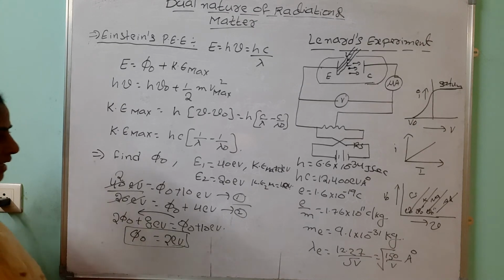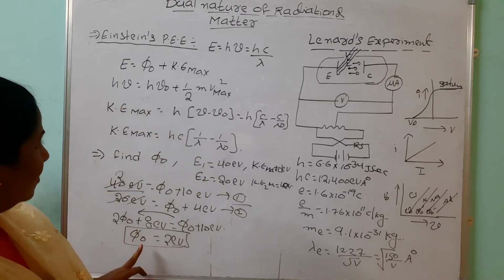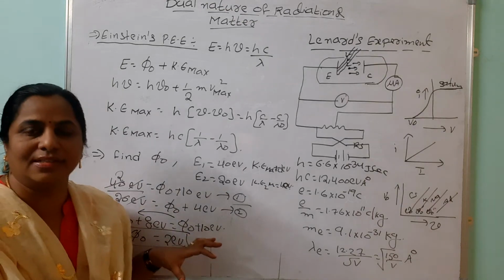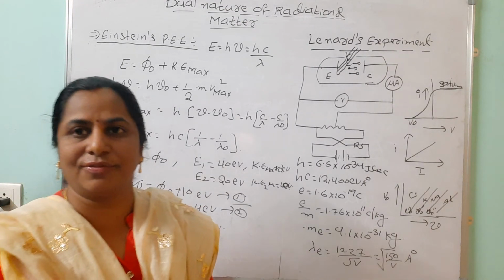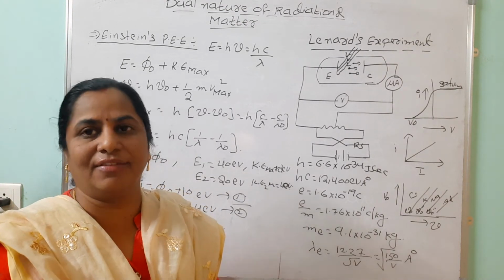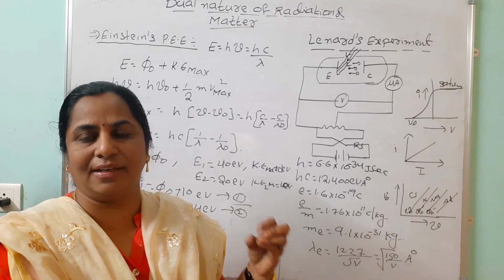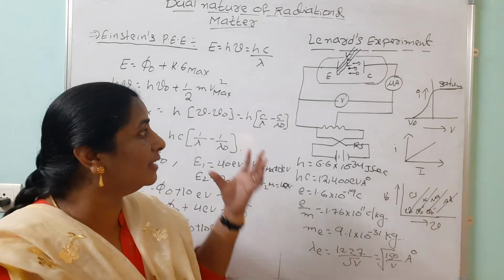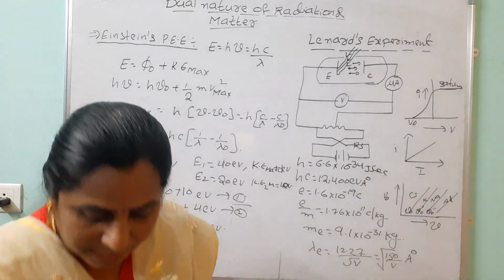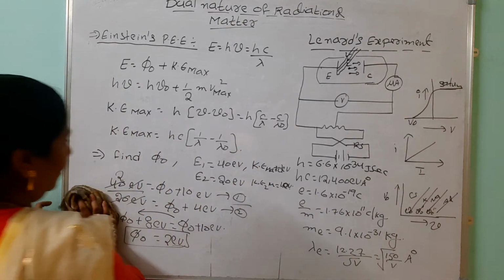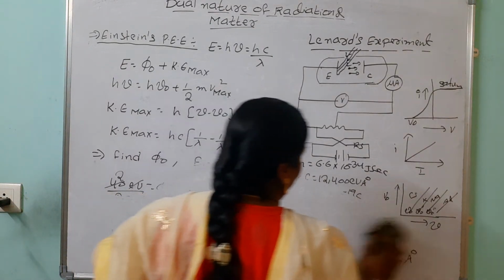Most of the problems are like this only. We can find out the work function if the questions are like this. This is Einstein's photoelectric effect. From this we can find out the frequency, wavelength and whatever the situation and whatever the problem, you should deal with the help of this concept. Then we are going to discuss de Broglie wavelength.